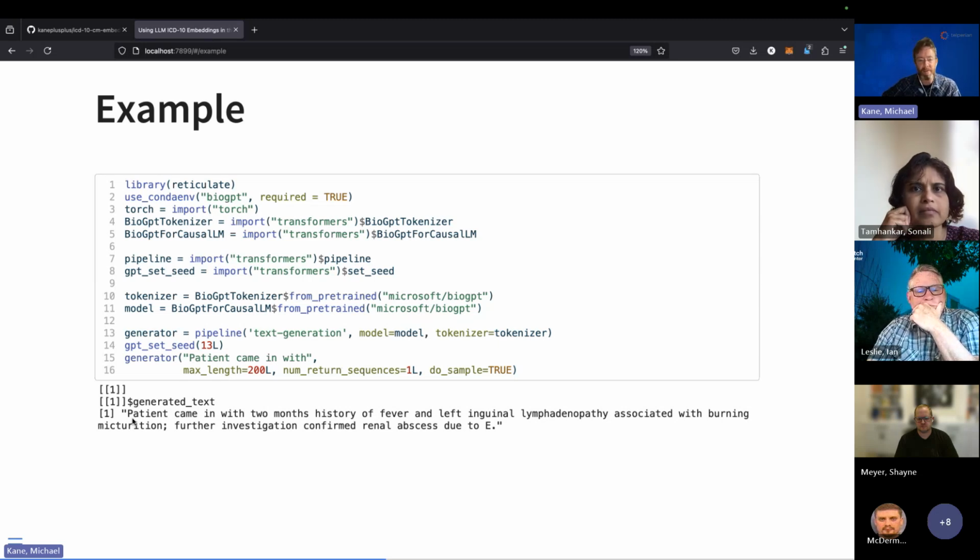So if you want to download this and play with it and see what BioGPT can do, you're more than welcome to do it. It's not going to be nearly as impressive as ChatGPT. At the time, it was pretty impressive. It's not particularly good at question and answer. It's really geared more towards, again, how do I complete the sentence from a medical corpus?